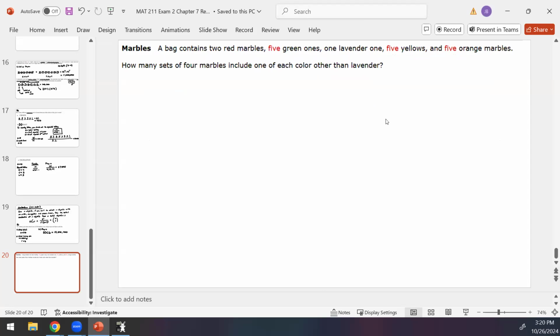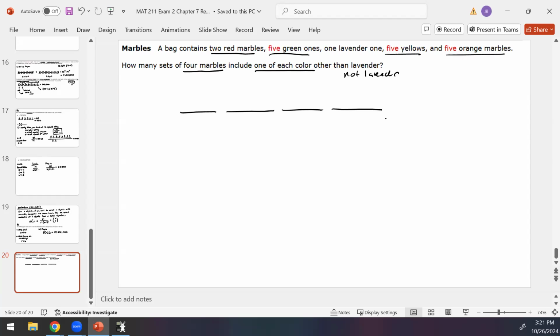So effectively here, how many marbles do you want? You want 4 marbles, right? So there is an element of the hangman game in this, but I'm not going to just use a single number. So I have 4 marbles. 1, 2, 3, 4. And they say one of each color, but not lavender. Okay. So let's do the red marbles. I want 4, and I got red, green, yellow, and orange. That's 4 of them, right? So for my red marbles, I have 2, and I want to choose one of them, right?